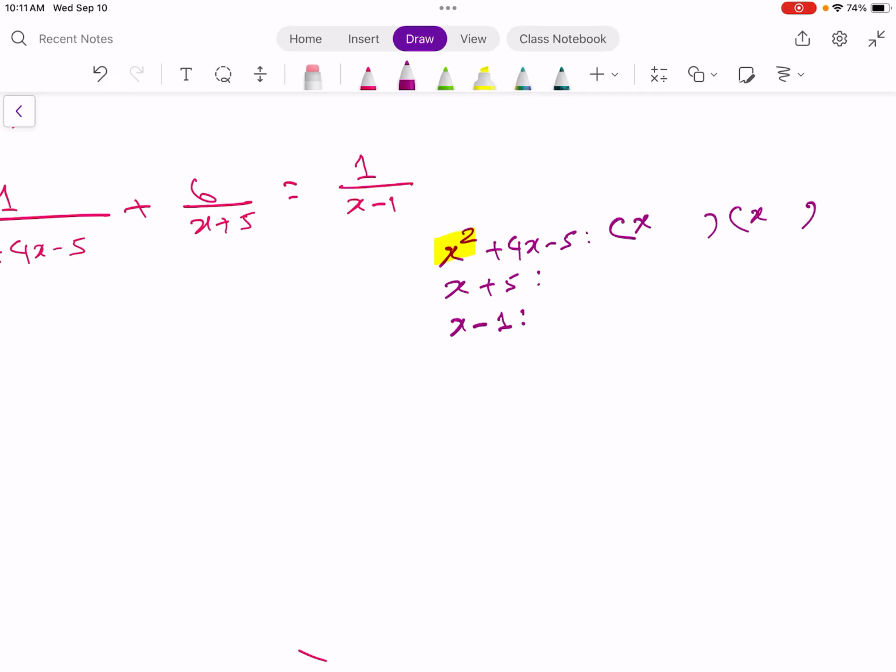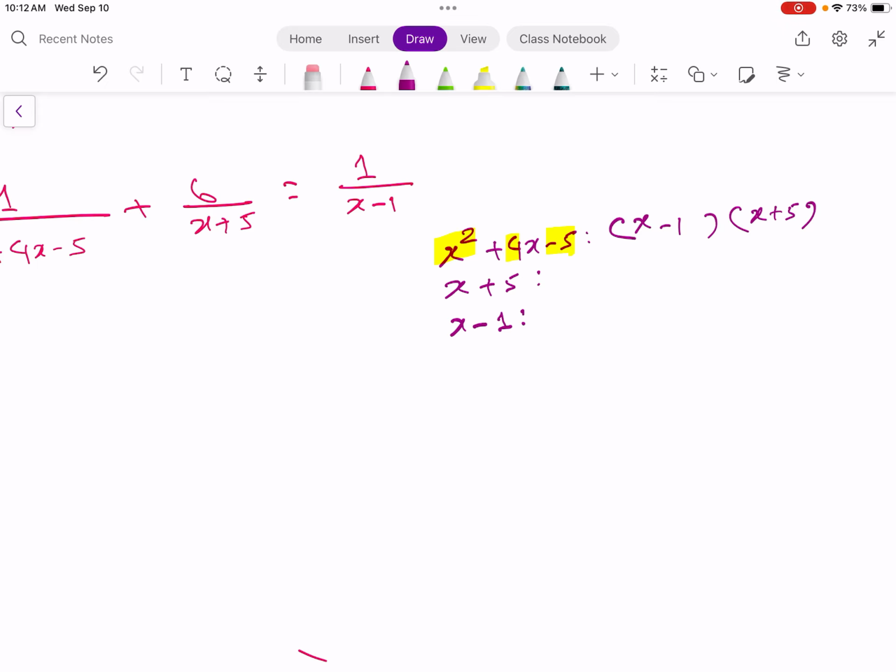So the first term has to be x, so that the product is x squared. Now next we find two numbers whose product is -5 and sum is +4. Think of two numbers whose product is -5 and sum is +4. -1 and +5. -1 times +5 is -5, and -1 plus +5 is +4. So -1, +5. Now we have the next denominator, x plus 5.